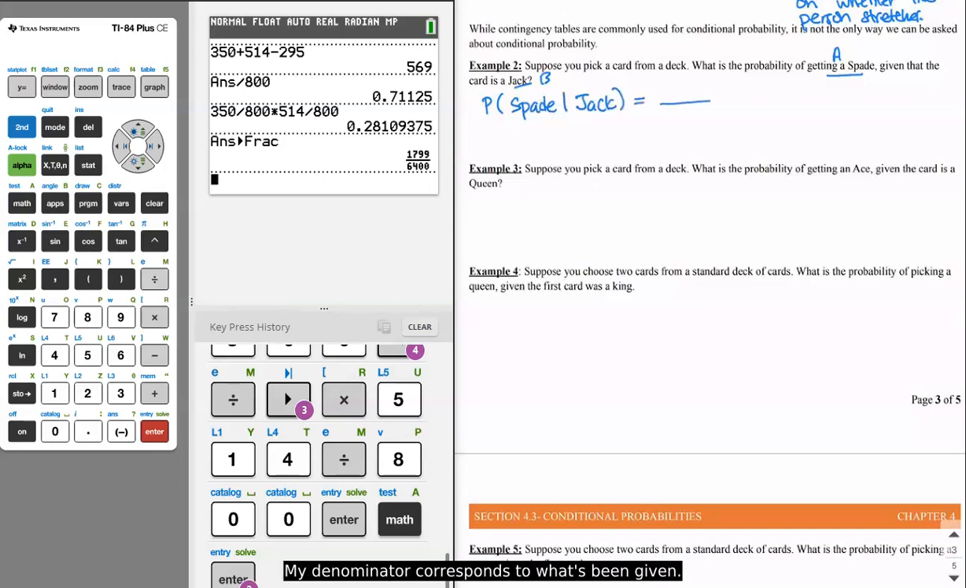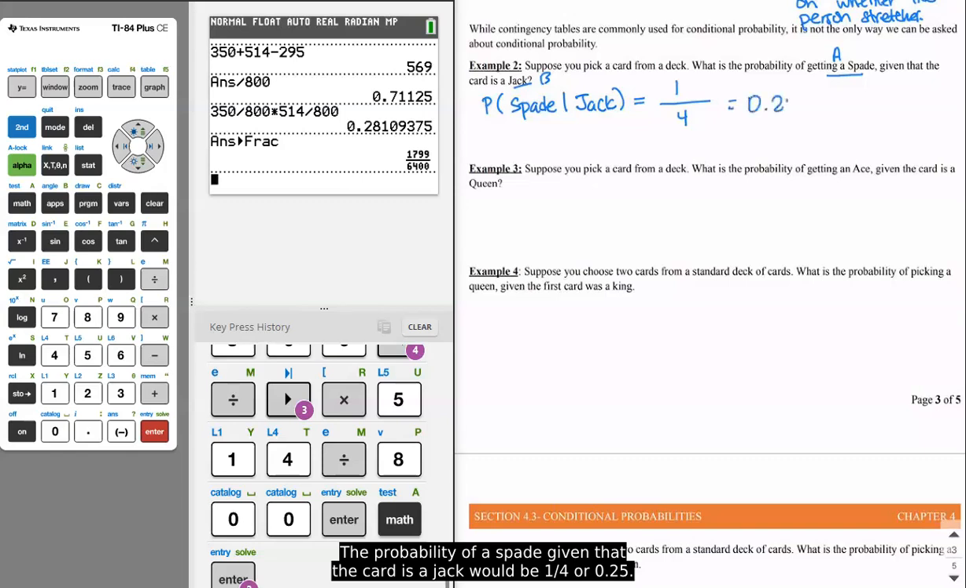So my denominator corresponds to what's been given. If I'm told that the card is a jack, I only have 4 jacks in my deck. And of those jacks, how many of them are a spade? We know there's only 1 jack of spades. So my probability of a spade given that the card is a jack would be 1/4, or 0.25.